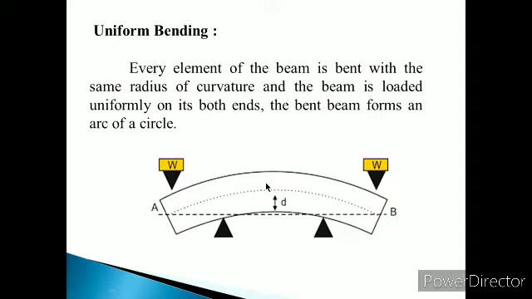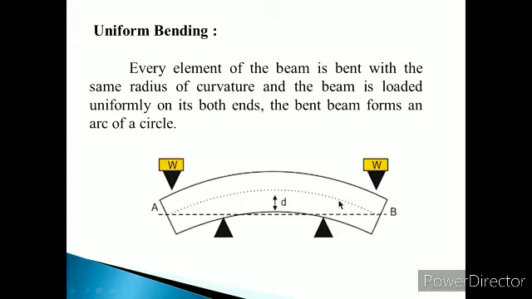First definition, what is meant by uniform bending? This is the simple diagram for explaining what is meant by bending of the uniform type. Every element of the beam is bent with an arc of the same radius of curvature and the beam is loaded uniformly on both the ends. That means this is the simple beam. We have to apply the load on both the ends. Here there are 2 ends, one end is A and another one is B. We have to apply the load at both the ends, uniformly loaded.